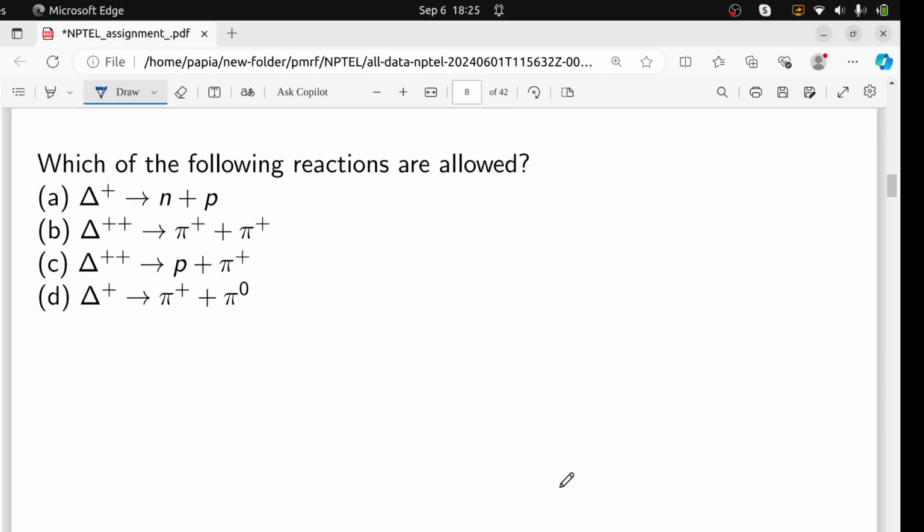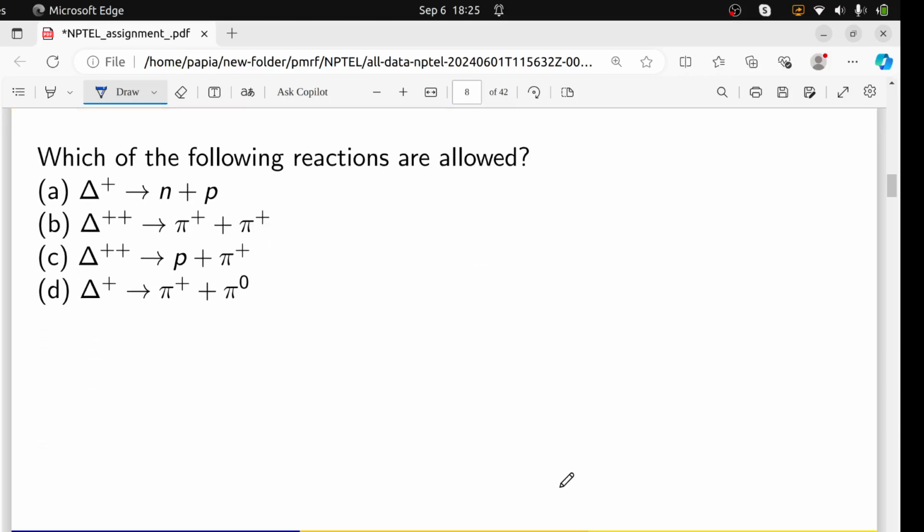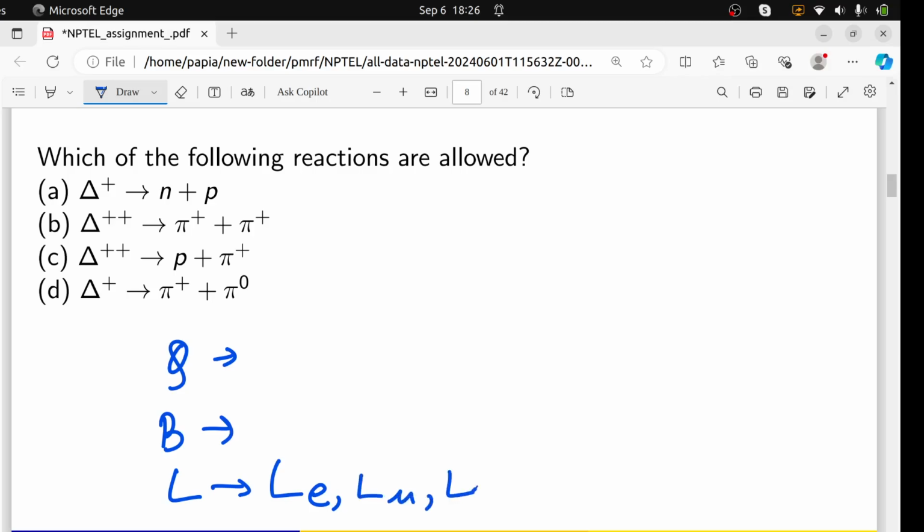As I already told, which of the following reactions are allowed means we have to check Q, B and L. These three are the main fundamental ones. Q is the electric charge, B is the baryon number and L is the lepton number, which should be conserved as Le, L mu and L tau. Now check one by one. First of all, delta plus going to n plus p.